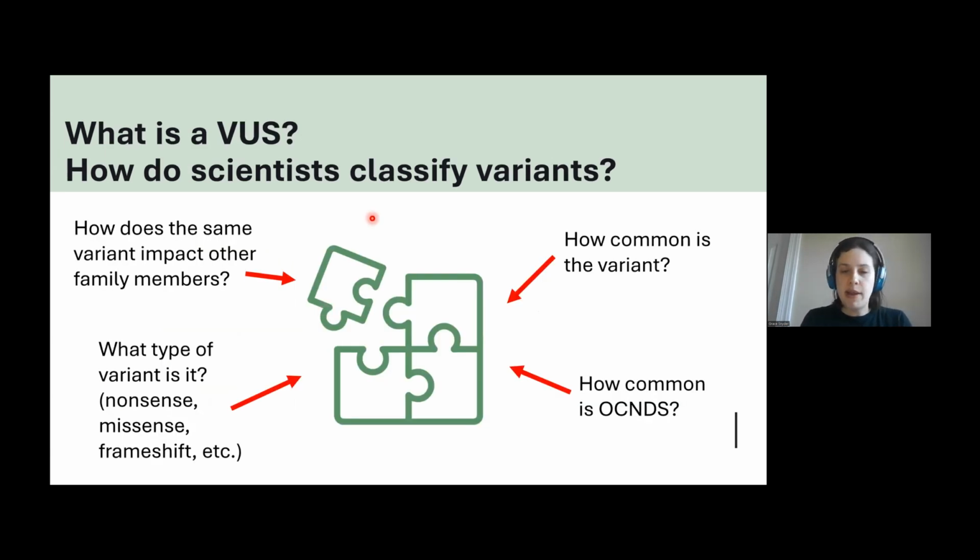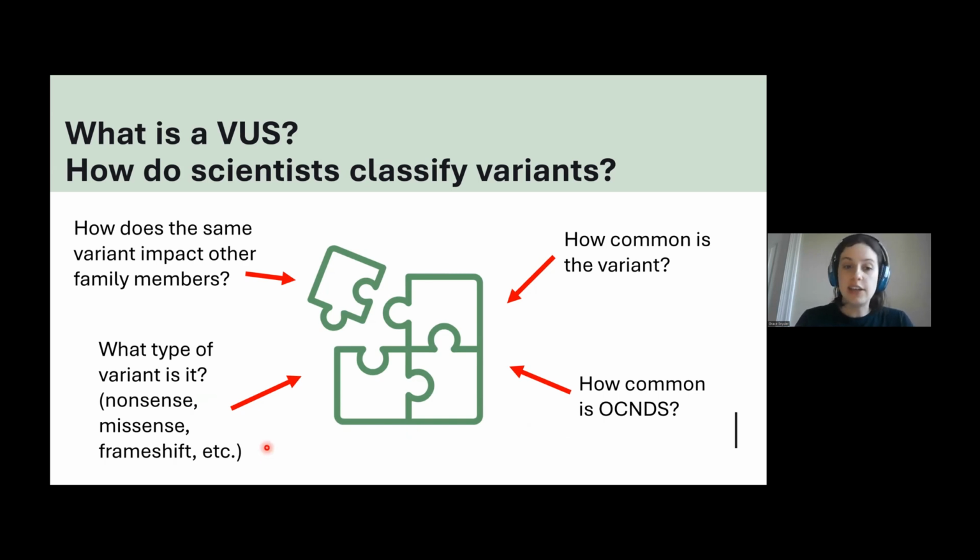And some pieces of information that scientists use to classify variants I've shown on the screen here. Some questions we might ask are things like, how common is a variant? If we see it in a lot of people who don't have a genetic disorder, we might say, okay, we don't think this is harmful. We think this is a benign variant. Something else that is important for scientists to know is how common Oker-Chung neurodevelopmental syndrome is, or whatever disorder they're studying. Knowing how common something is will impact the variant classification.